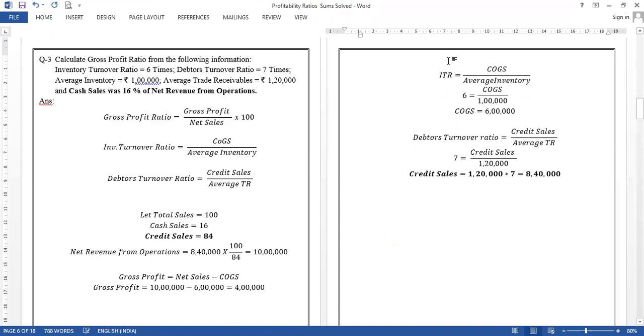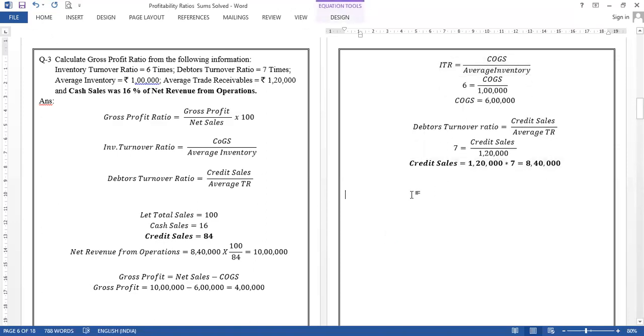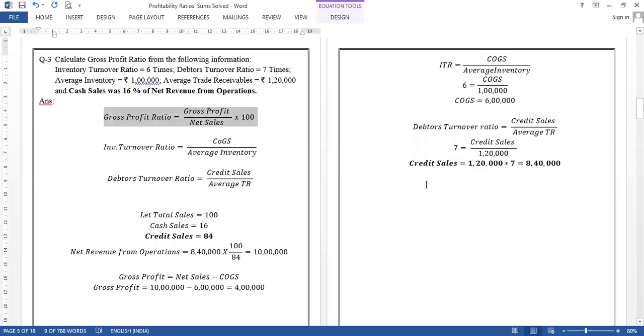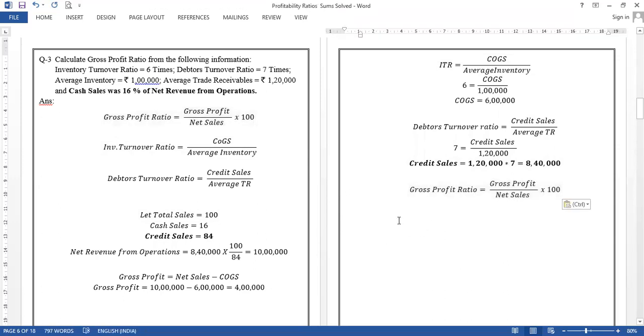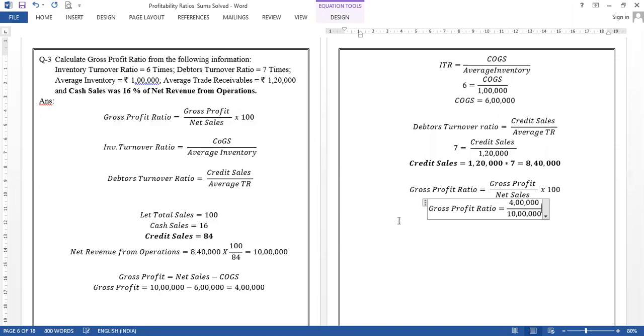Now it is very easy for me to apply the formula. Gross profit ratio is gross profit upon net sales into 100. So let us place the values in the formula now. Gross profit ratio will be equal to gross profit, which has come to rupees 4 lakh, upon net sales of rupees 10 lakhs, and then into 100. So this will give me 40% as the answer, right?